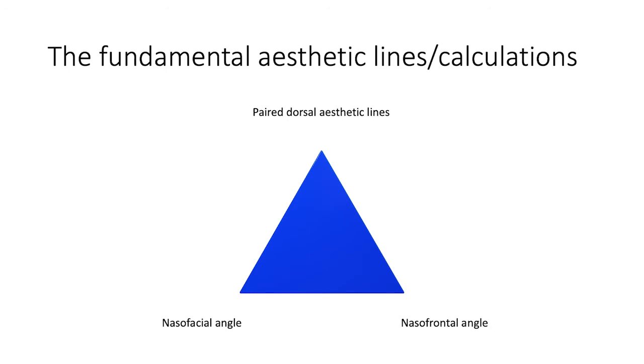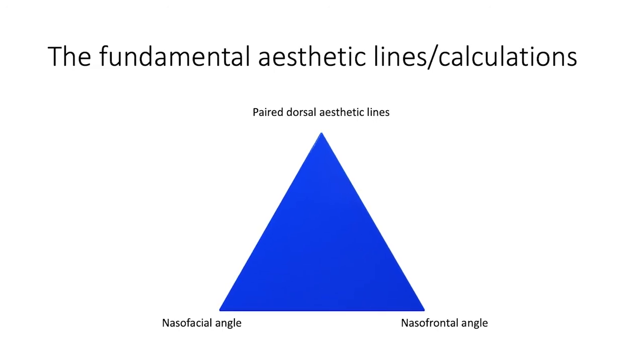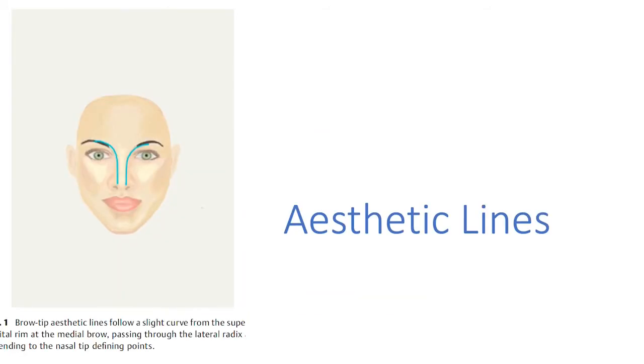The fundamental aesthetic lines and calculations employed in dorsal assessment include the paired dorsal aesthetic lines, the nasofrontal angle, and the nasofacial angle. First, the aesthetic lines. The nasal dorsum provides a thoroughfare between the radix and the lateral projections of the crura of the lower lateral cartilages, creating paired converging to diverging lines.